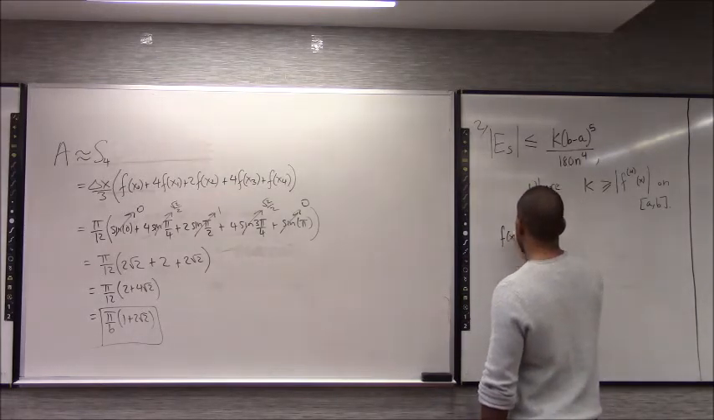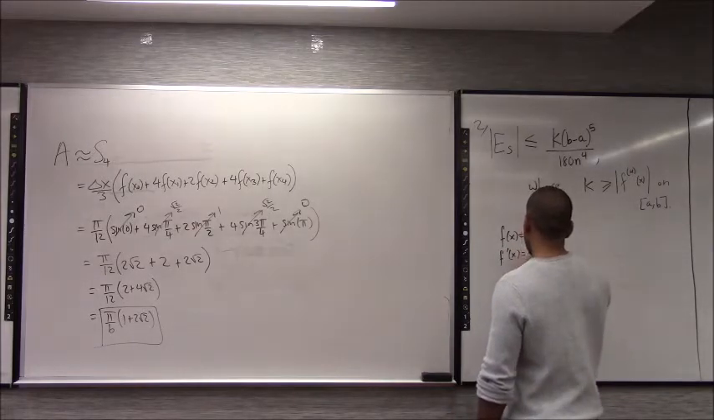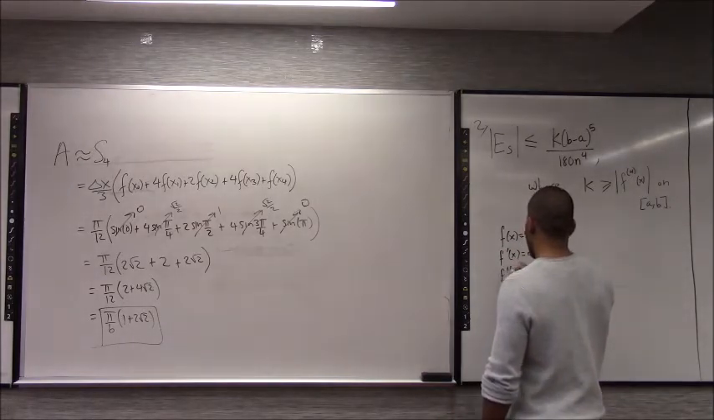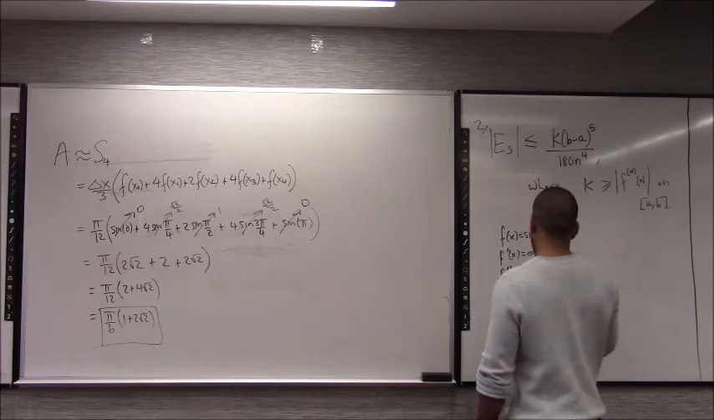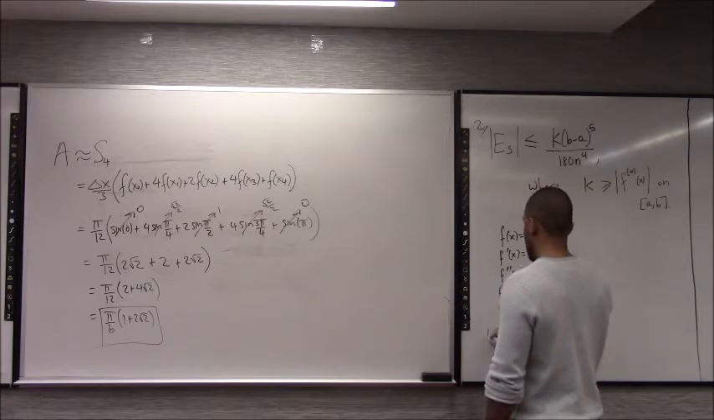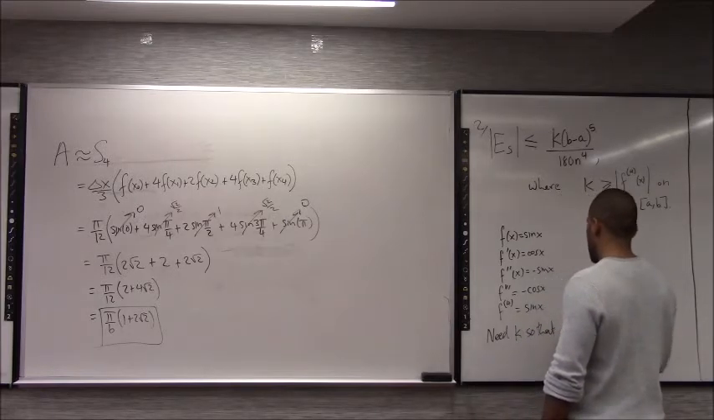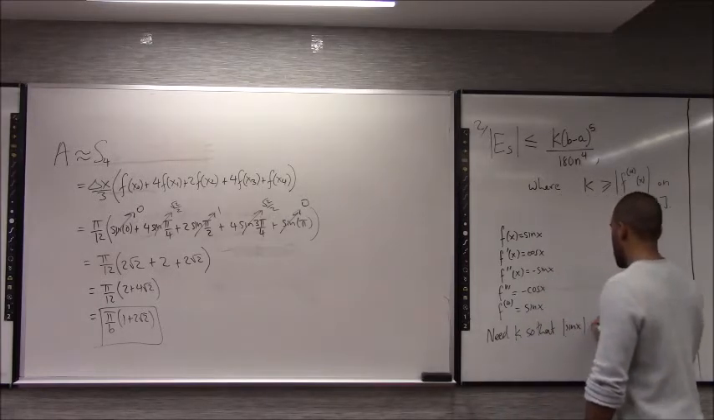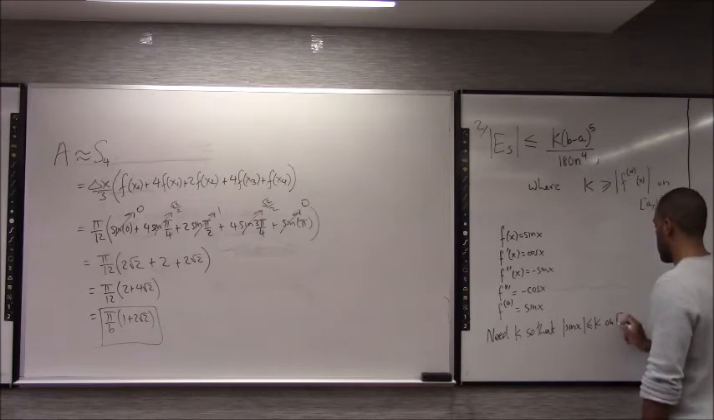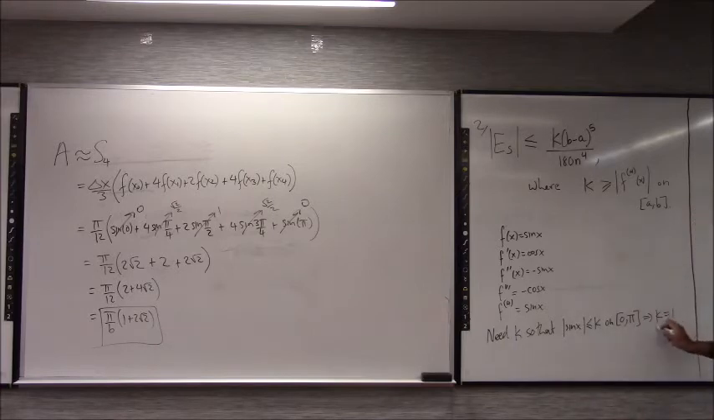So our f of x was sine of x, f prime is cosine of x, f double prime is minus sine of x, f triple prime is minus cosine of x, f fourth prime is sine of x. So you need k so that the magnitude of sine x is always smaller than or equal to k on the interval 0 to pi. And this means k equals 1 works.